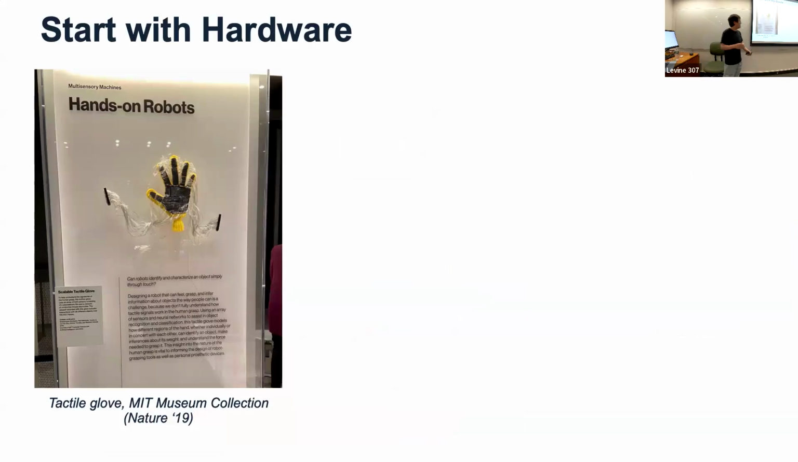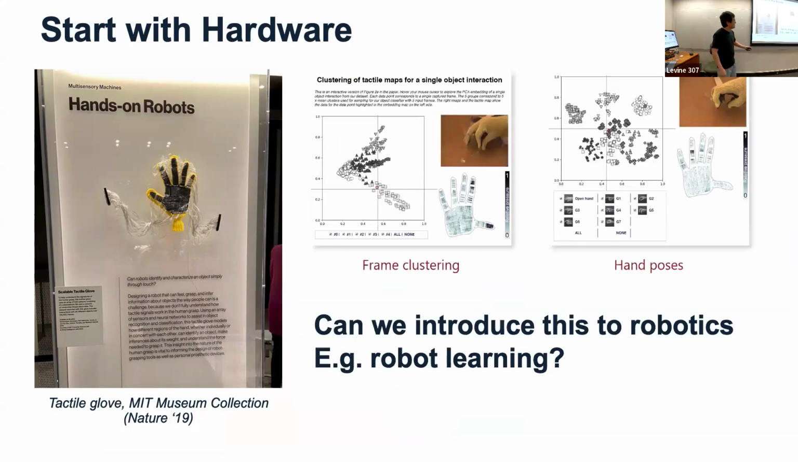Okay, now let's get started with tactile hardware. Some people may be familiar with this tactile glove, and I think all the stories came from it. This glove is currently in the MIT Museum collection, and my professor Yunzhu contributed to it when it was published in Nature. At that time, people used this tactile glove for grasp classification and hand pose detection. But I have a question: can we introduce this technology to robotics, especially the robot learning domain?